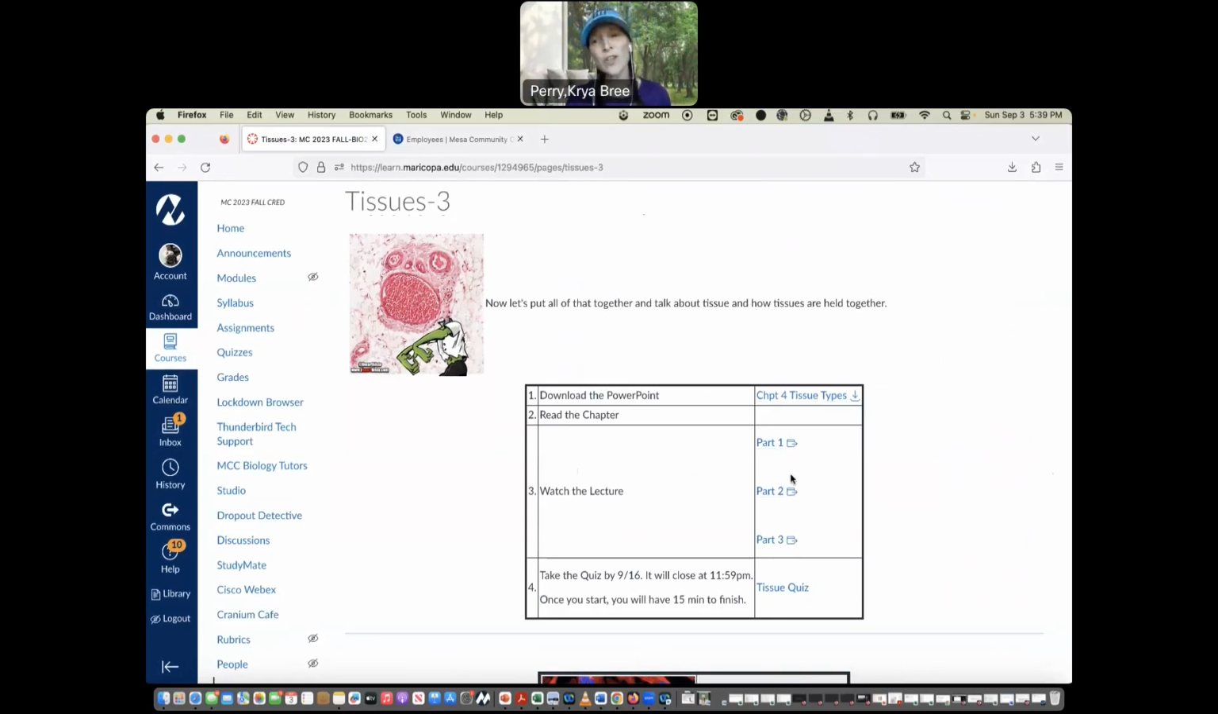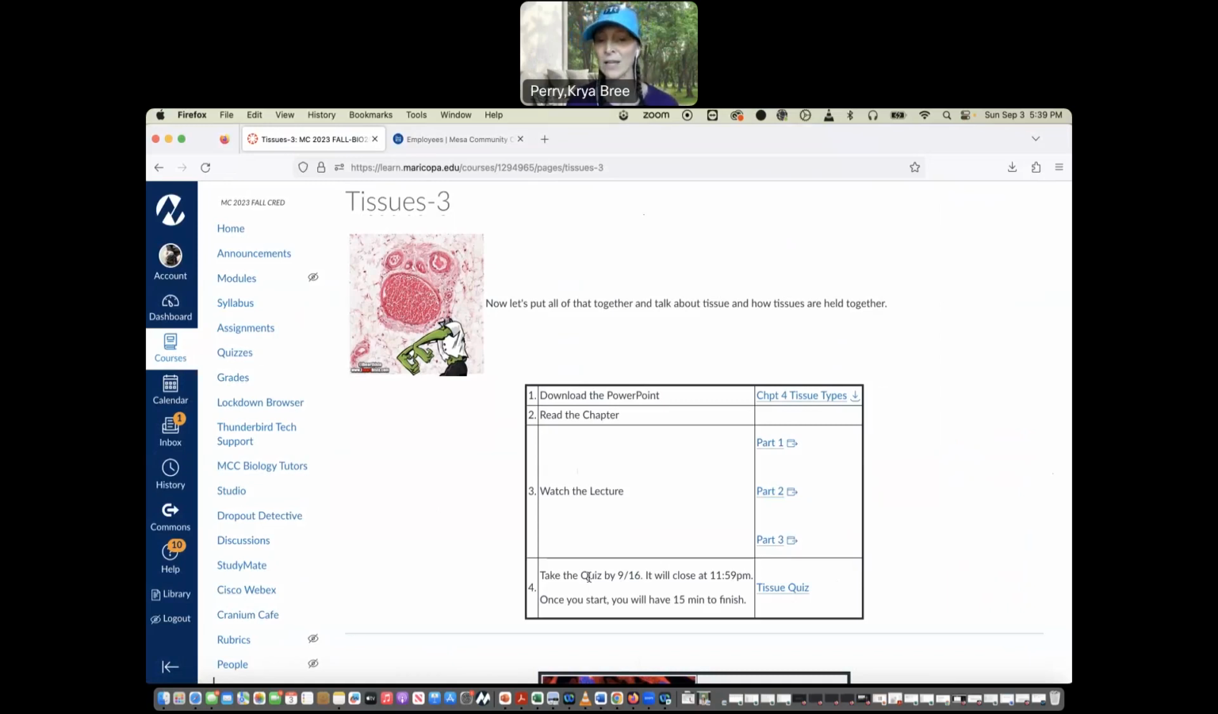Also, it will help you in terms of studying for the practical. Once you get into these tissue lectures, you're going to be like, oh, okay, that makes sense now, that's why we have to know that. So you can download the PowerPoint there, watch the lectures, and then you'll see the tissue quiz is actually due on the 16th, which is when your exam is. If you want to, you can take that quiz at any point in time. You don't have to take it right before you take the exam.